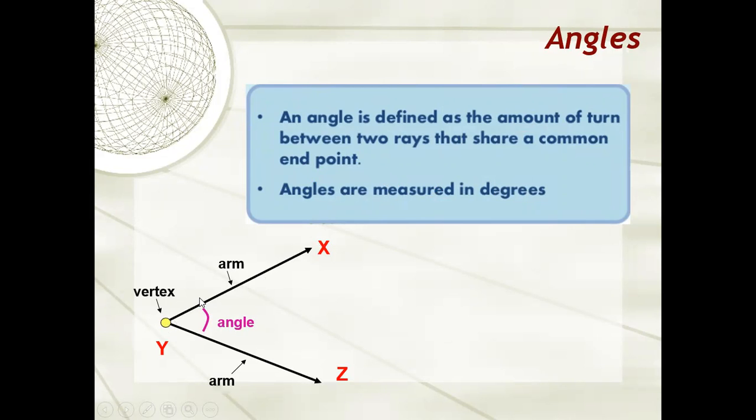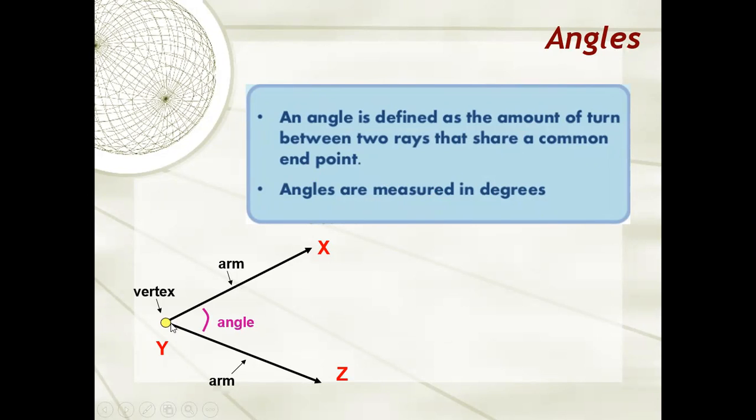So, an angle is defined as the amount of turn between two rays that share a common endpoint. जो इन कॉमन एंड पॉइंट के दरमियान में इनका जो टर्न आता है, वो हमारे पास एंगल है, ठीक है. एंगल ऑलवेज मेजर इन अ डिग्रीज, ठीक है. व्हेन यू राइट डाउन द एंगल यू हैव टू पुट द डिग्री ऑन इट, ठीक है.